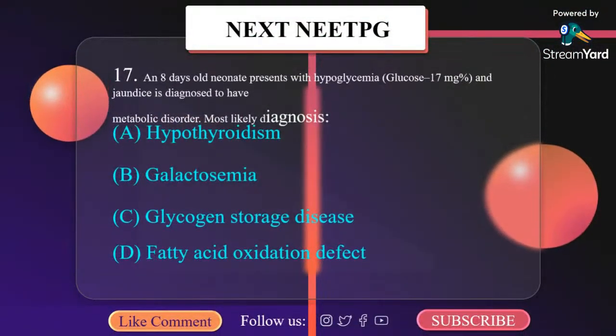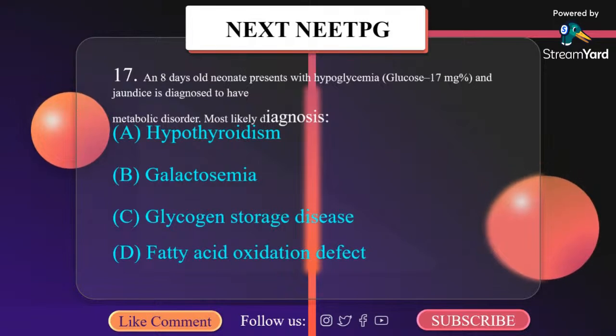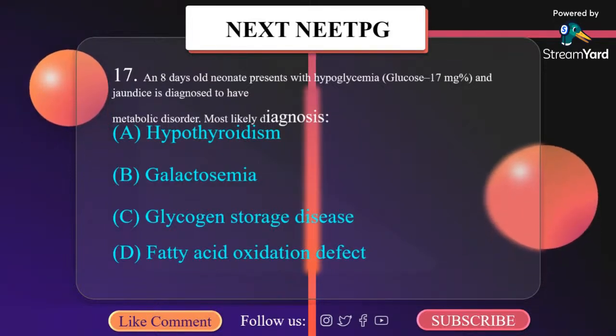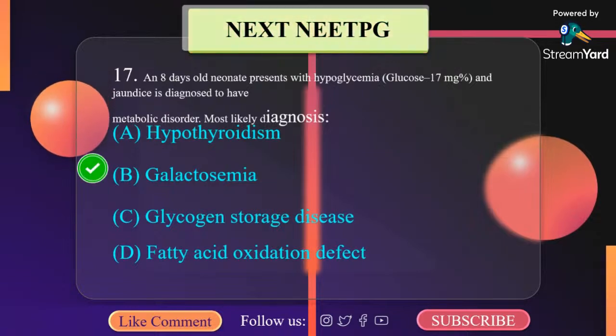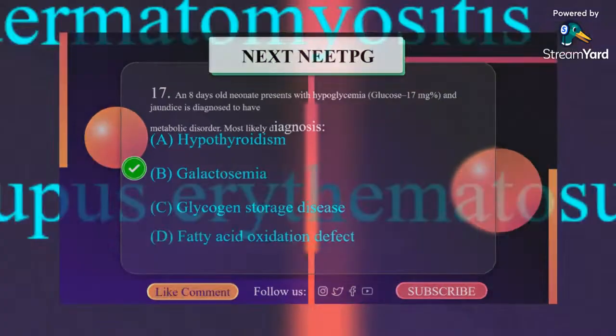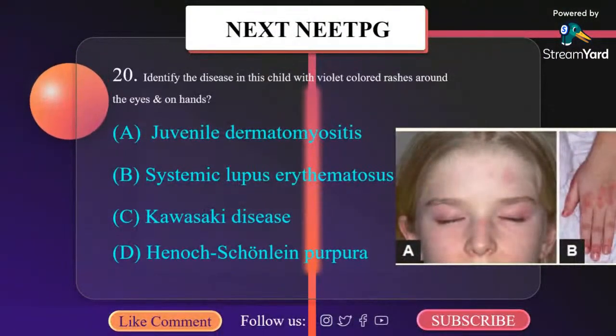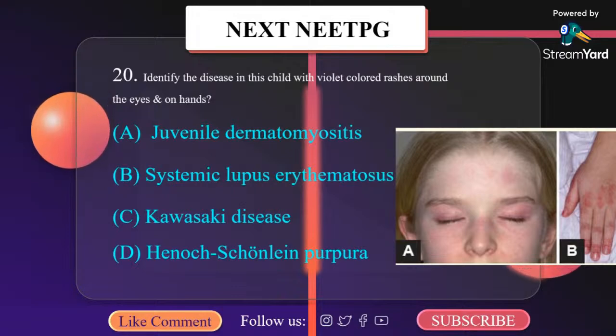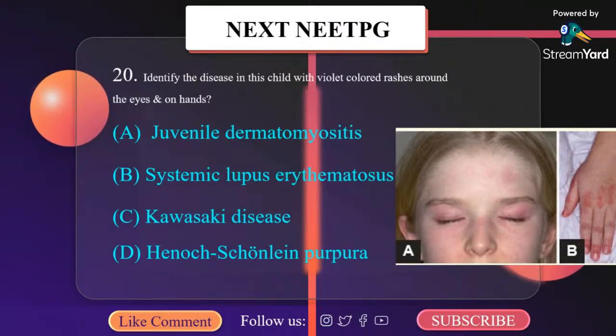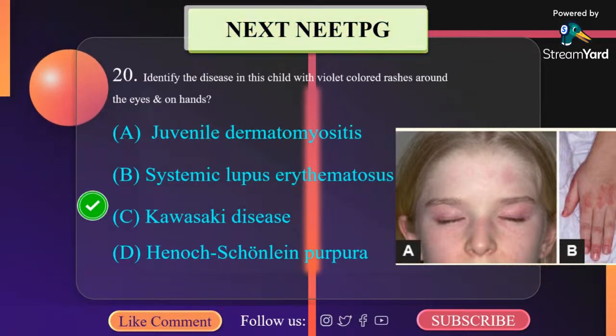An 8-day-old neonate presents with hypoglycemia, glucose 17 mg%, and jaundice and is diagnosed to have a metabolic disorder. Most likely diagnosis is galactosemia. Identify the disease in child with violet-colored rashes, eyes, and hands. It is Kawasaki disease.